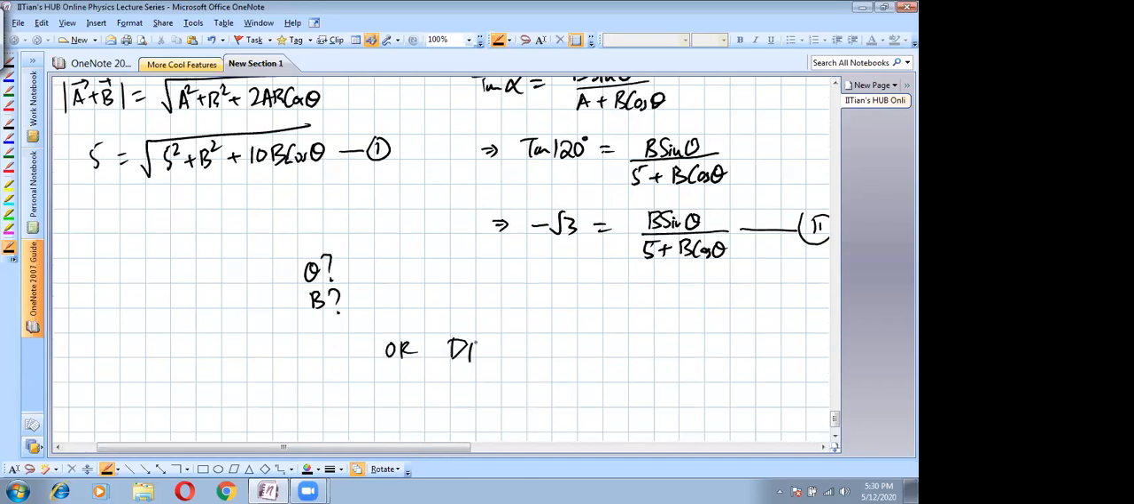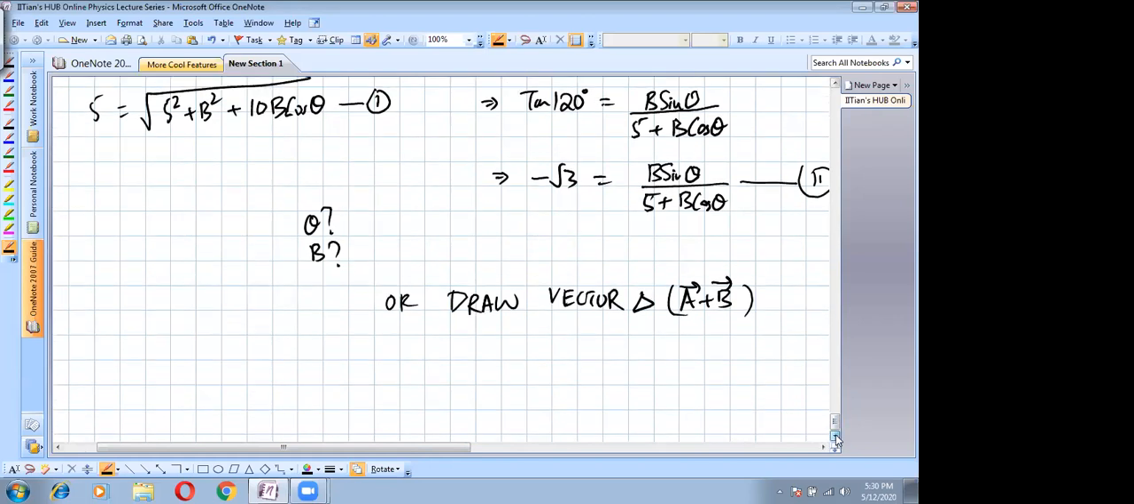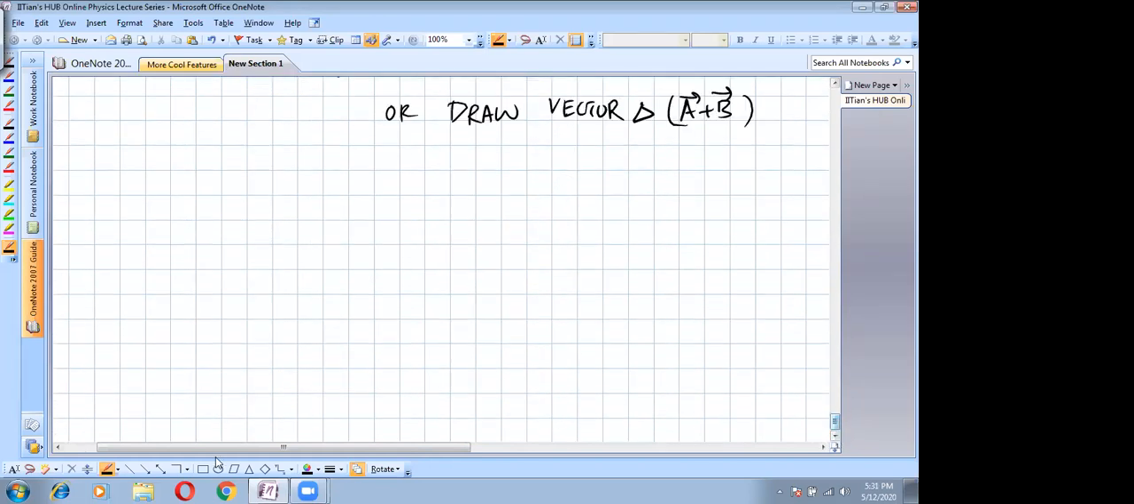to just draw the vector triangle for A plus B. That might give us an easier clue of how to solve the question, especially because you can see two sides of the triangle are equal. So we can make use of an isosceles triangle.